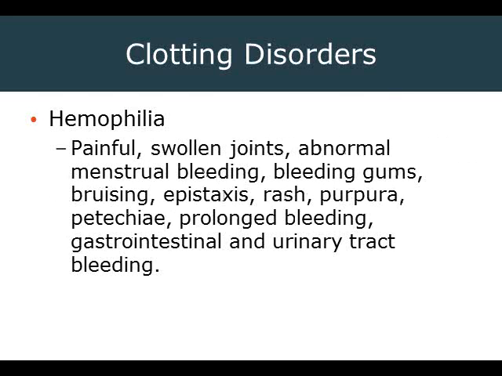Hemophilia, typically they'll have painful swollen joints. Abnormal menstrual bleeding that just doesn't stop, bleeding of the gums, bruising, epistaxis, rashes, purpura, petechiae, prolonged bleeding, GI bleeds, UTIs, urinary tract bleeding, which usually comes with UTIs. These people have to be extra careful in cases of traumatic injury, because what would be a simple injury to most of us could be a life-threatening injury to somebody with hemophilia.